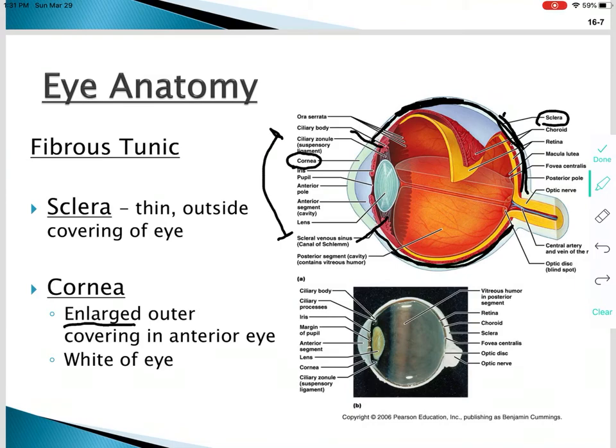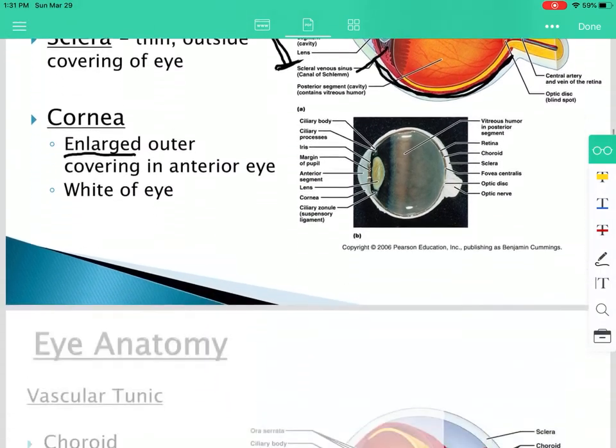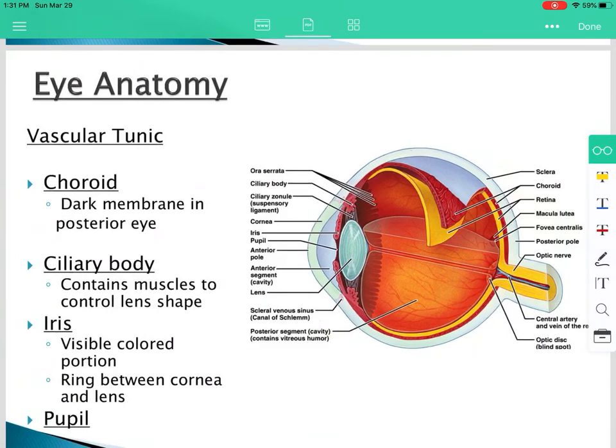So all the way around is called the sclera, right? All the way around is called the sclera, except for the front. And these brackets are showing you that. It's just a little bit thicker. Because it's thicker, it has a little bit more of a specialized function. It's called the cornea. If you're looking at someone, the white of their eye is the cornea.